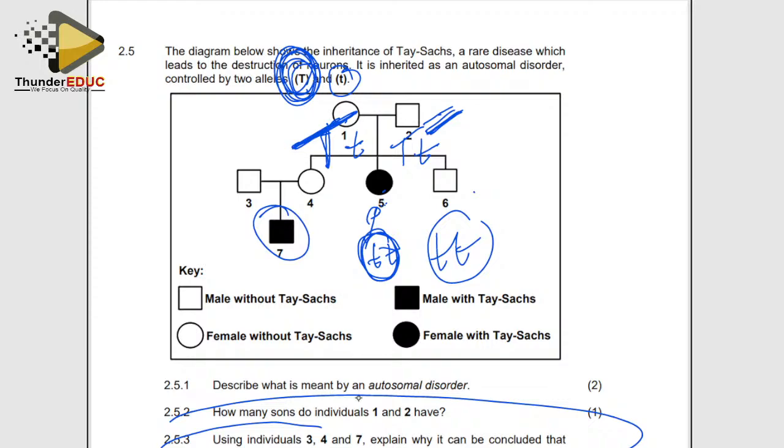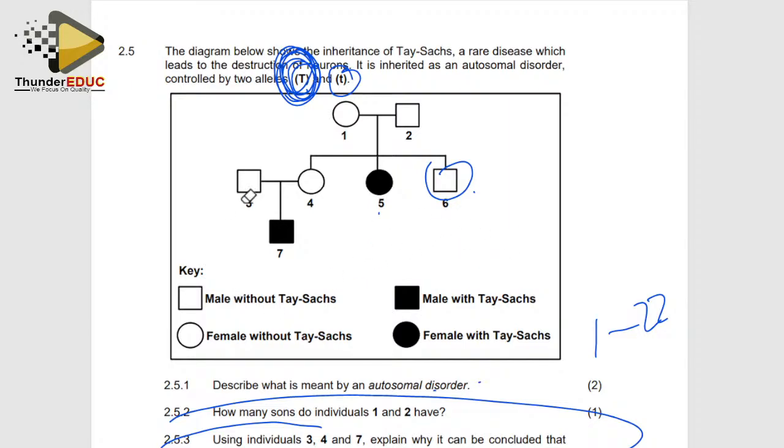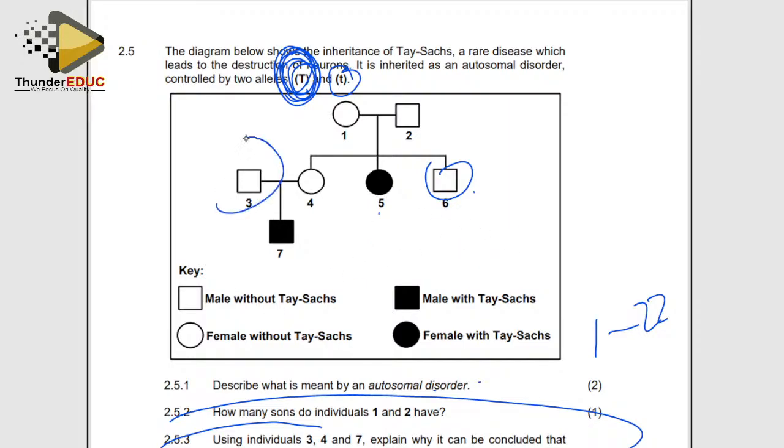Then they're saying, describe what is meant by autosomal disorder. It means that it is a disorder whose genes are carried on autosomes. You understand? Yes, from pair number 1 to pair number 22, chromosomes. How many sons did individual 1 and 2 have? Individual 1 and 2 had one son. Why? Because this one is not a son. This is just someone who came to marry a beautiful girl.